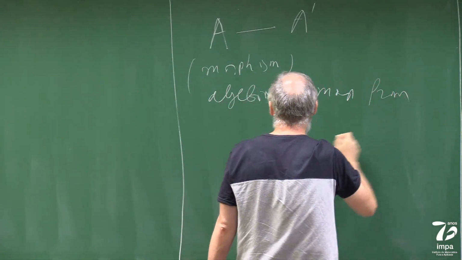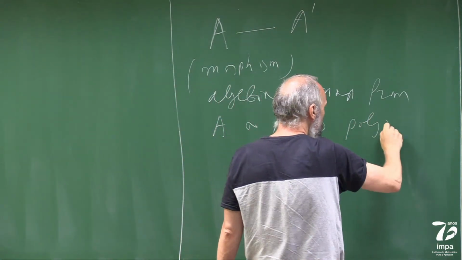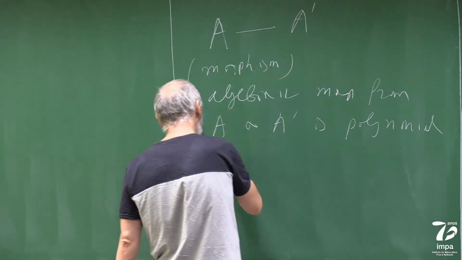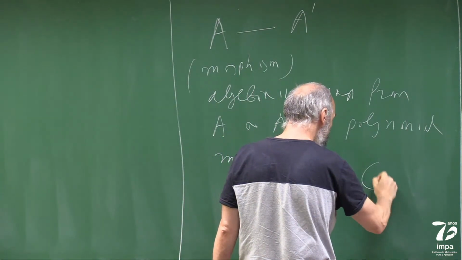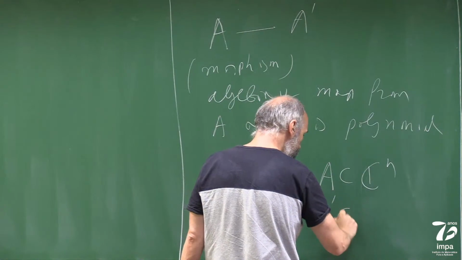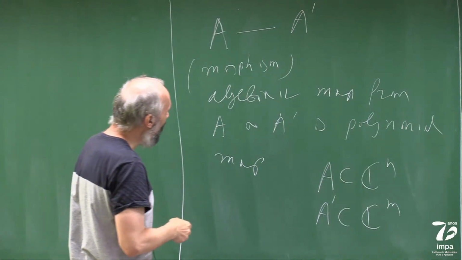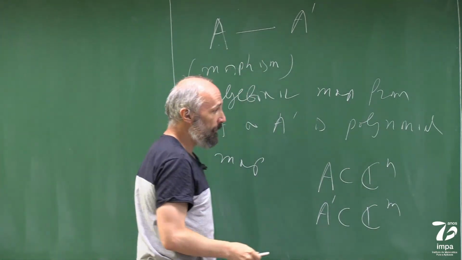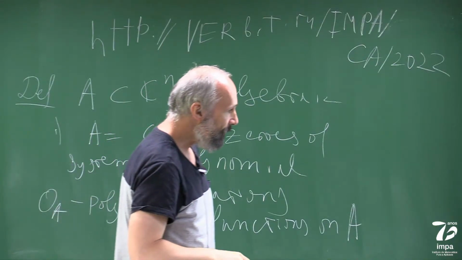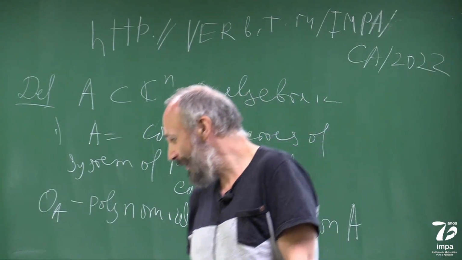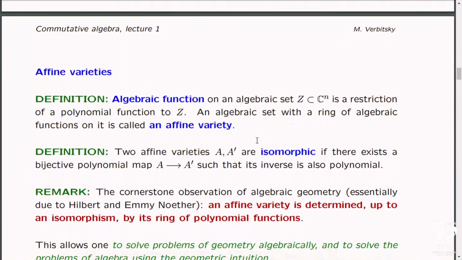The map from A to A prime is just a polynomial map. Both of these spaces are inside Cn, well, for different dimensions of course. And then the map from this to that is given by polynomial functions like this. So next time I will explain what categories are and how you consider that as a category of affine varieties.